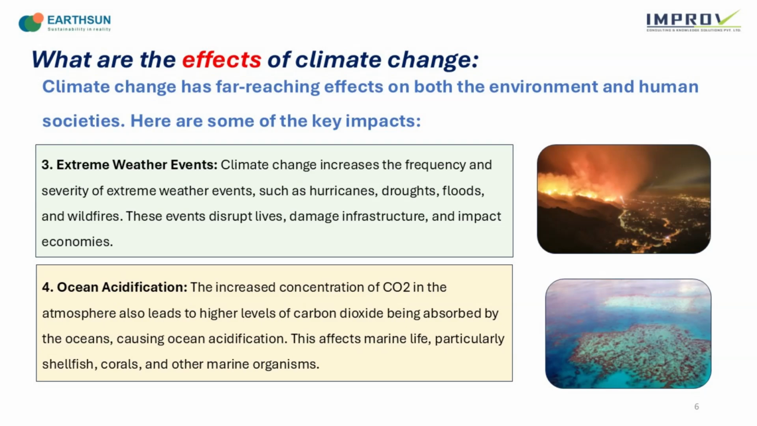4. Ocean acidification. The increased concentration of CO2 in the atmosphere also leads to higher levels of carbon dioxide being absorbed by the oceans, causing ocean acidification. This affects marine life, particularly shellfish, corals, and other marine organisms.